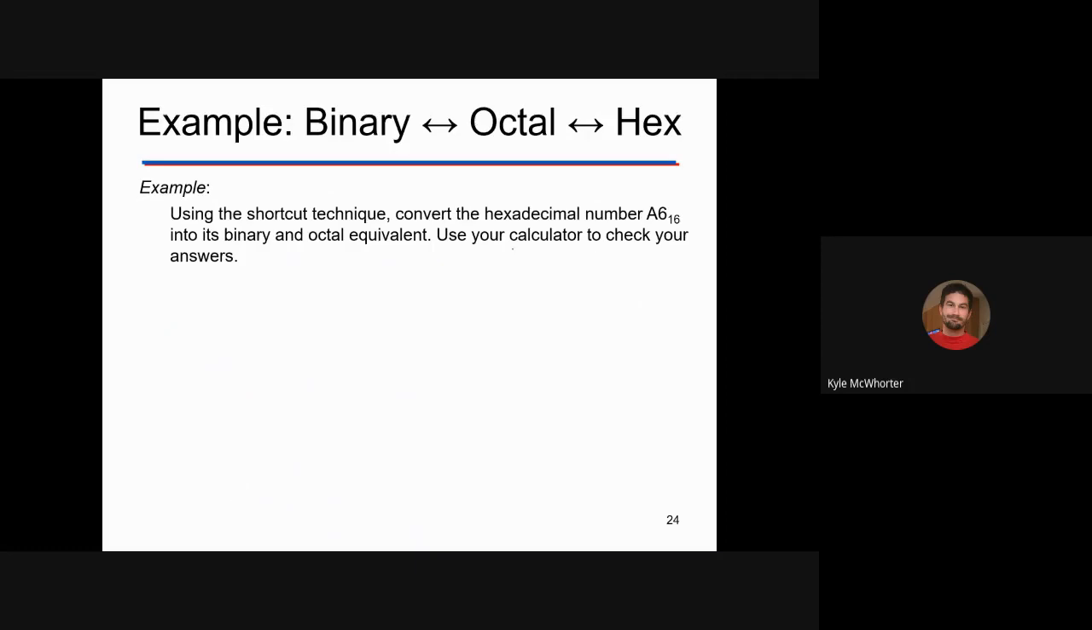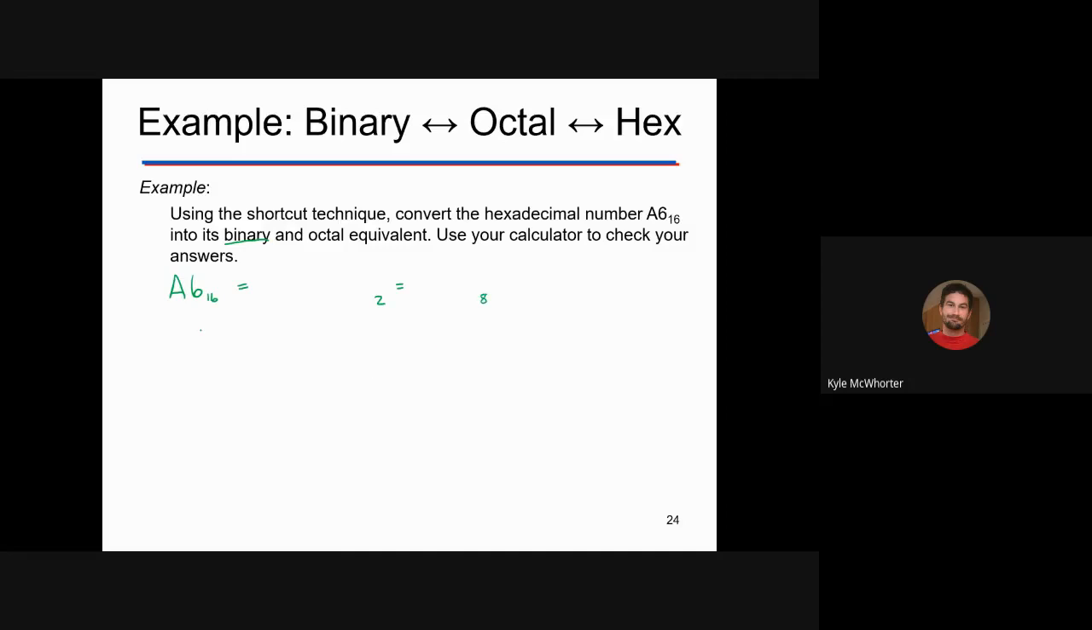So let's go do a couple of examples where we use this technique. We're going to convert the hexadecimal number A6, that's in base 16, into binary and octal, right? So first we're going to turn it into base 2. I don't know how long it's going to be. I'll put the 2 over here. And then we're also going to convert it into base 8.